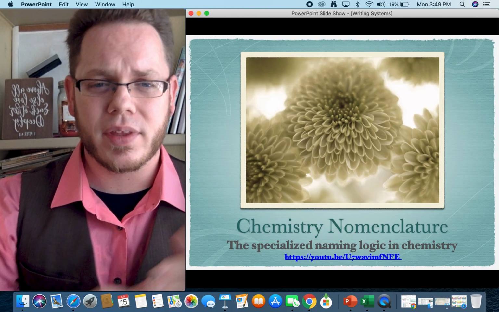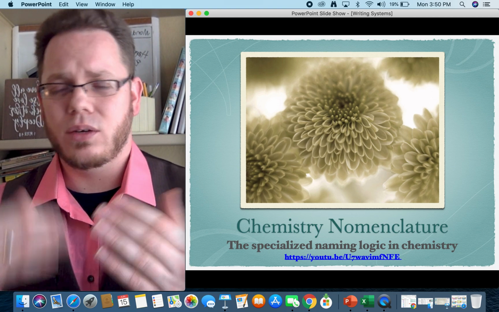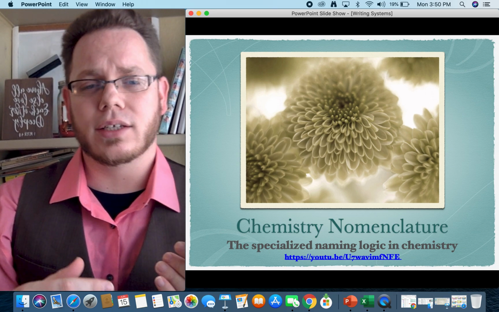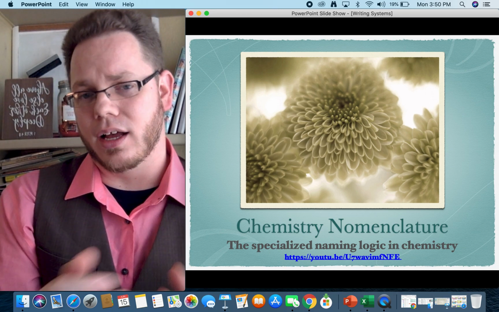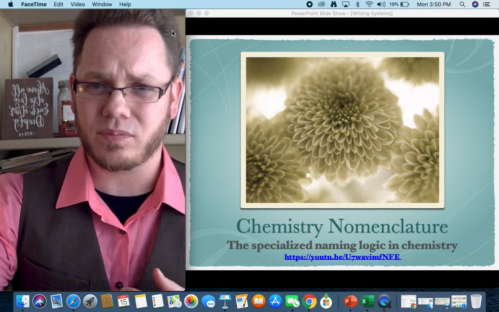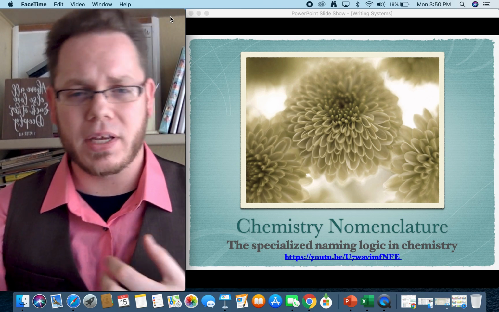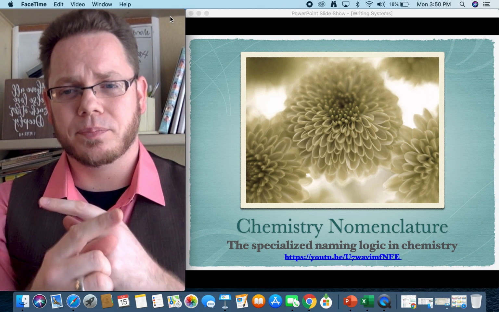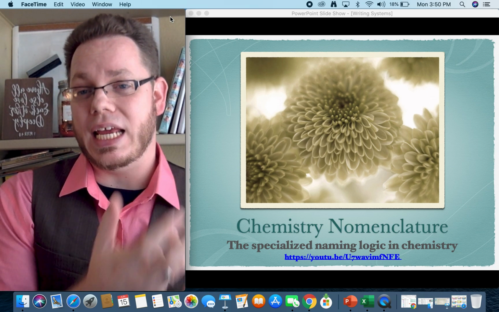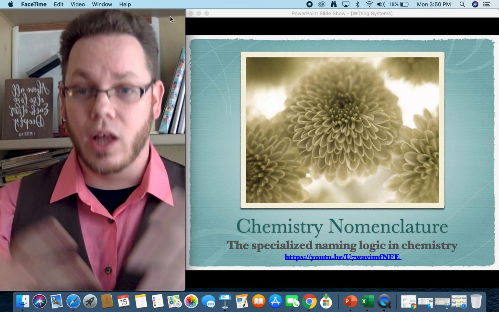When we talk about the application of writing systems, we see one specific thing in the sciences of chemistry nomenclature. This is the specialized naming logic for chemistry. Nomen comes from the same root that we get nombre or nom in French and Spanish from, and so it's the root word for name. So this is the chemistry naming system. It's how they name chemicals in chemistry. And there's a logic to it.